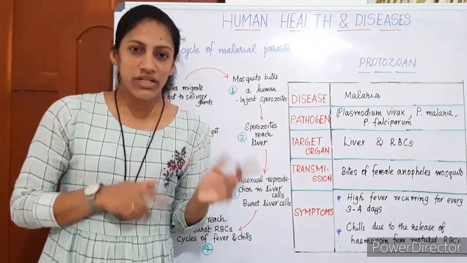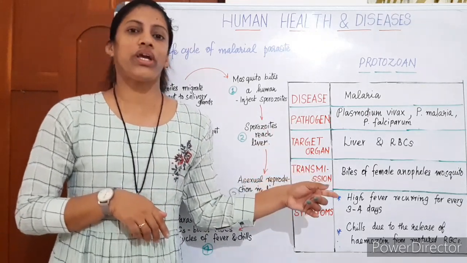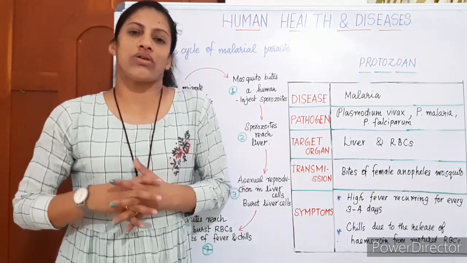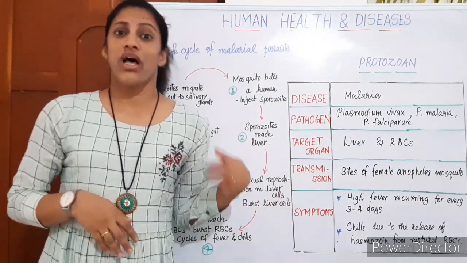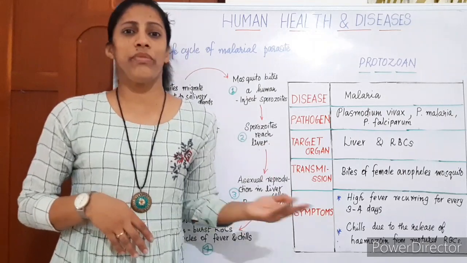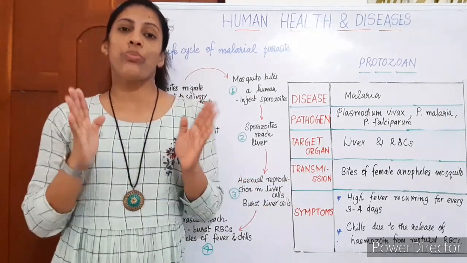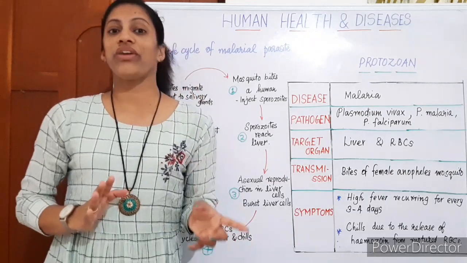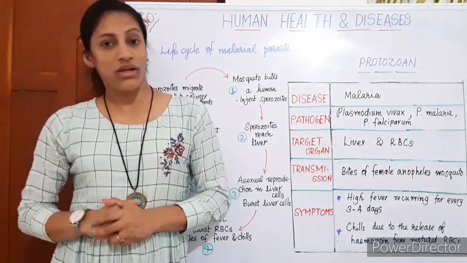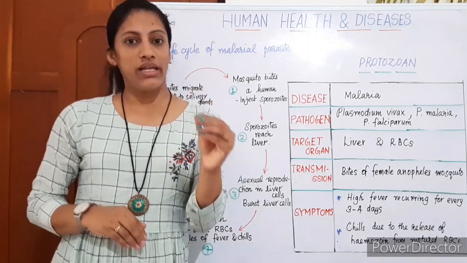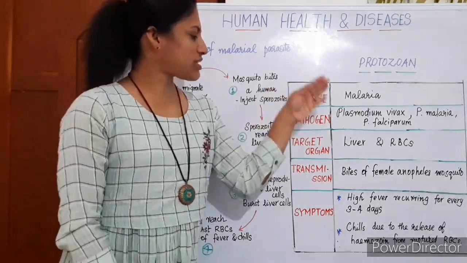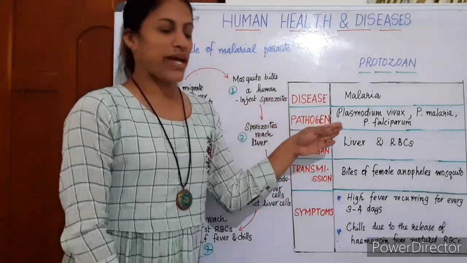When RBCs are destroyed by the pathogen, it releases hemozoin, a toxin. This toxin is causing chills. There will be tiredness, loss of energy, anemia, all such sort of symptoms. The 2 major characteristic symptoms of malaria are high recurring fever within every 3 to 4 days, and chills due to the release of hemozoin. Is it clear?